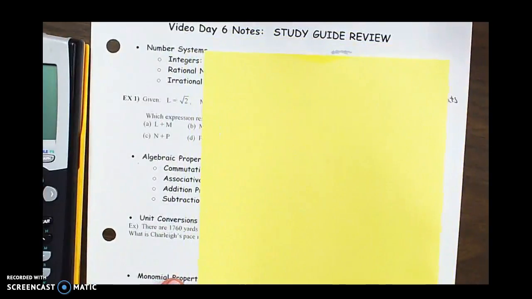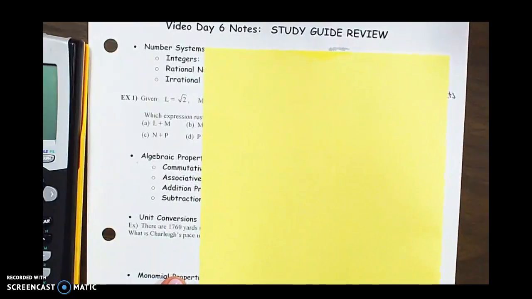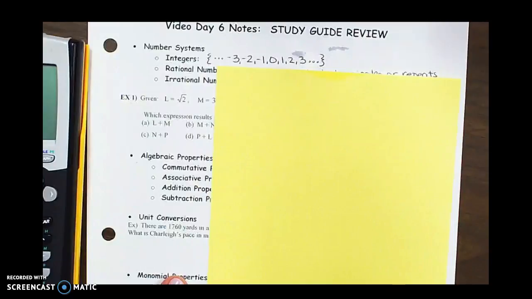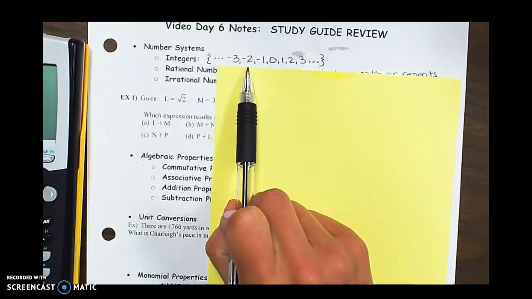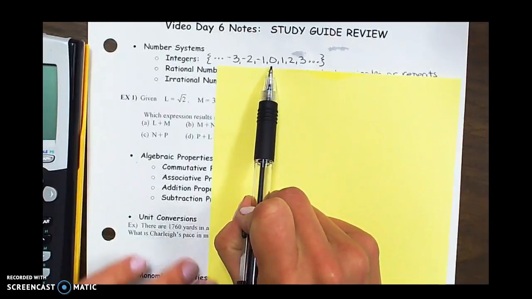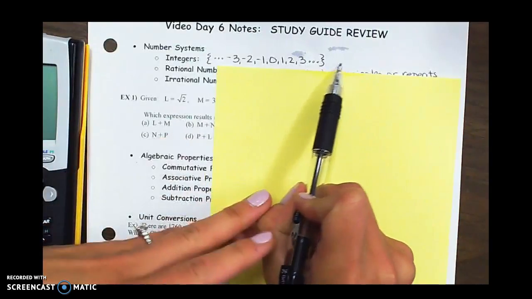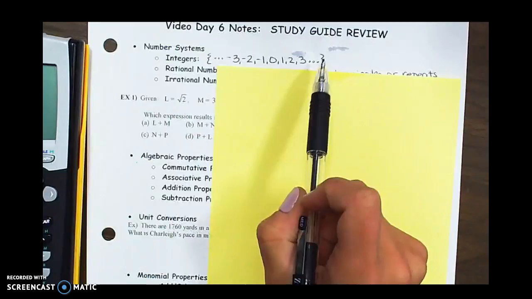The first thing we reviewed this year was your different number systems. So our first number system is integers. Integers are positive and negative whole numbers. So for instance, we could have any negative number, like -3, -2, -1. Then we can go to 0, 1, 2, 3, and we can go all the way up to infinity.